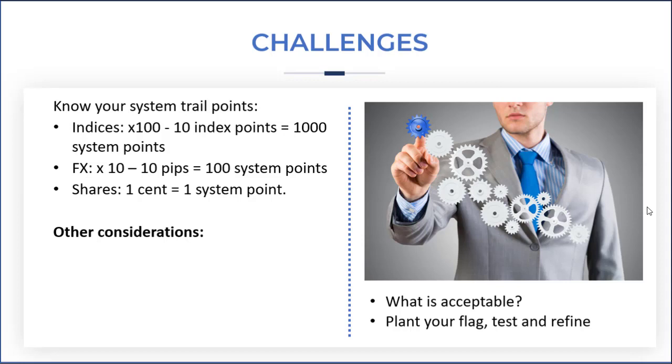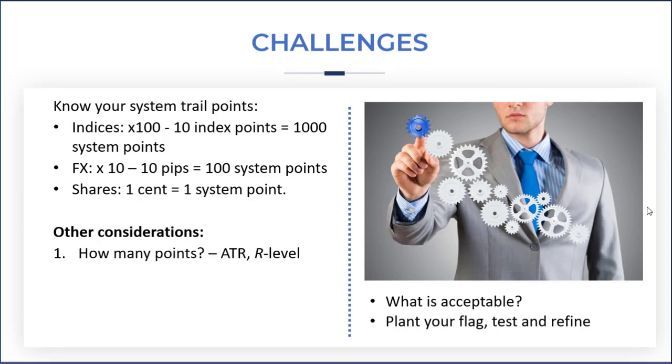With FX, it's times 10. So a 10 pip move is 100 system points. And with share CFDs, 1 cent is 1 system point. There are other considerations. First of all, how many points do we set?